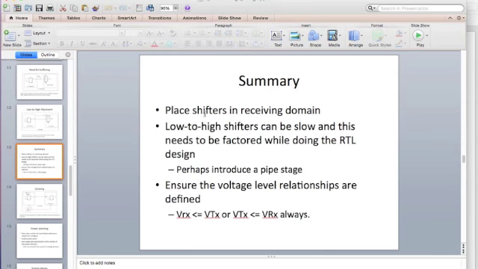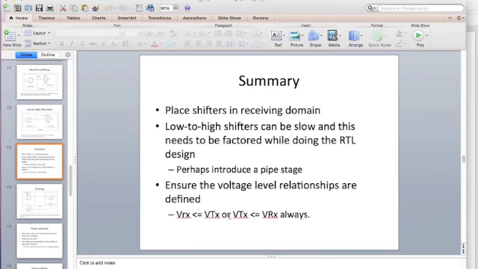The other thing you want to do is, the general heuristic is to place the shifters in the receiving domain, and the low to high shifters can be quite slow, especially when the voltage differences are large. So when you are doing the design, if you are aware of that, then you can take care of it somehow by your microarchitecture. That means how you pipeline your design, where you put your flops and so on. If you don't do that, you do your design, it goes through synthesis, place and route, etc., and then you might find that you have a timing problem, you have to fix it. So it can be an extra loop to deal with.